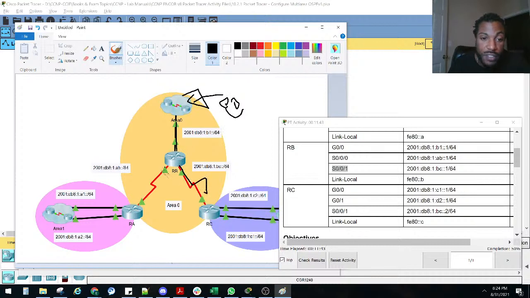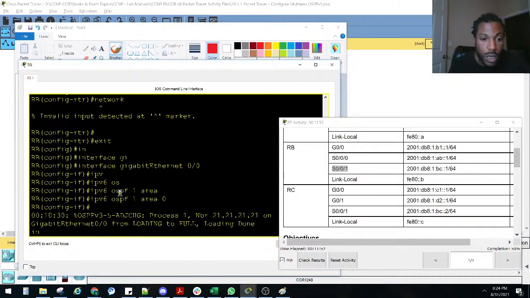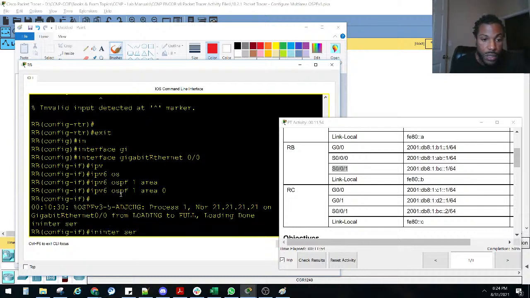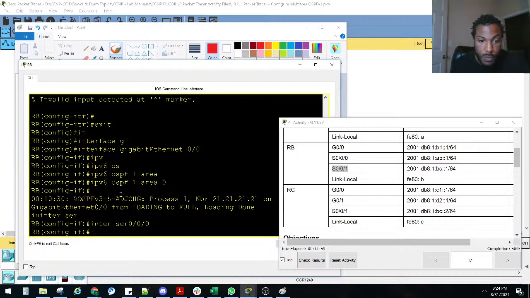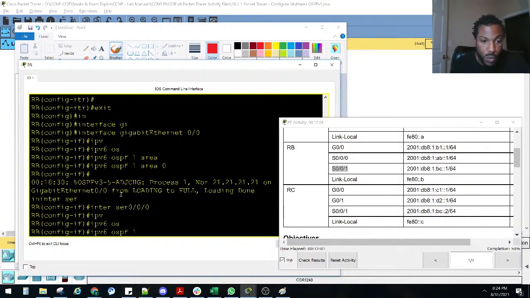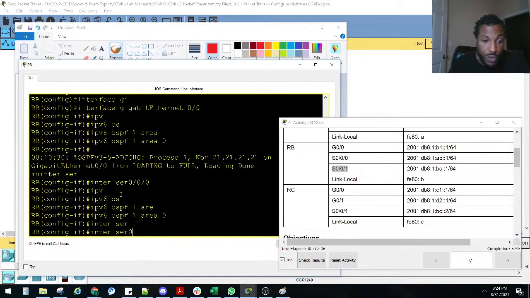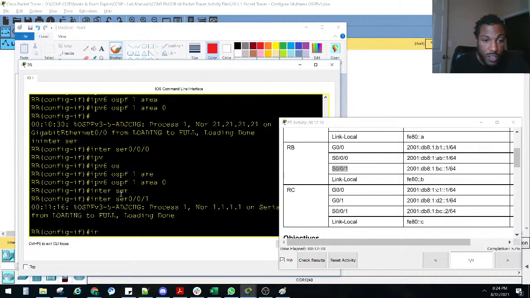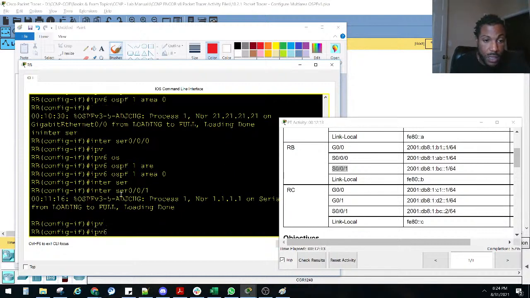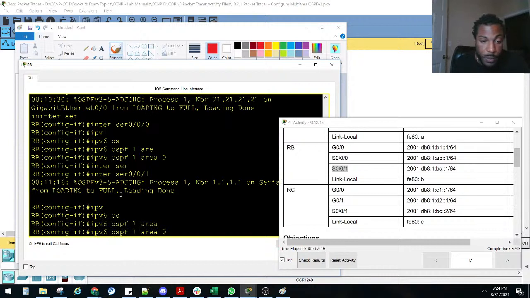Now we need to do serial interfaces. We'll become neighbors with that side, probably this side. We didn't set up OSPF here yet, so we're not going to be a neighbor yet with this guy, not just yet. So interface serial 0/0/0, ipv6 ospf 1 area 0, right? Really repetitive here. Interface serial 0/0/1, same thing. Notice we got a neighbor. ipv6 ospf 1 area 0.